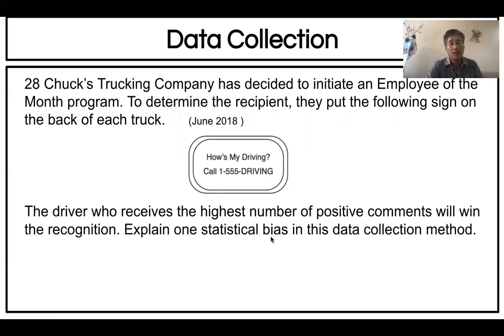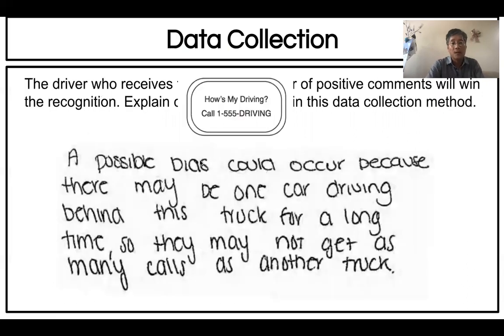What is the bias? There could be many different answers, so I will show you one example. A possible bias could occur because there may be one car driving behind this truck for a long time, so they may not get as many calls as another truck. So too little sample, right?